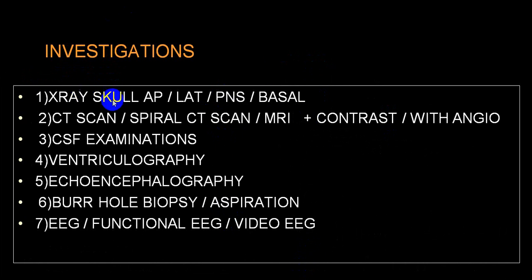And for intracranial, X-ray skull, lateral, paranasal sinus, basal view for ruling out basal fracture of the skull, CT or spiral CT or MRI, combined with contrast or with angio. That will be very, very useful for finding out intracranial damage. CSF examination, which we have already done in CSF analysis, will be very useful in hemorrhage and infections. Ventriculography, echoencephalography, burr hole and biopsy, aspiration, EEG, functional EEG, video EEG, all this will be useful in a person who has intracranial damage, plus other investigations.